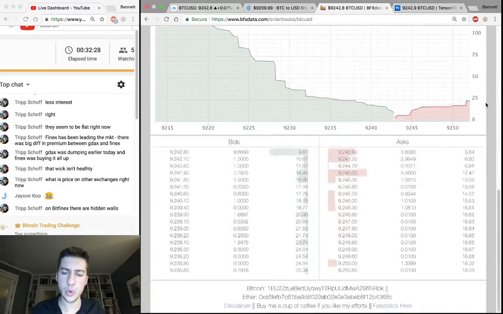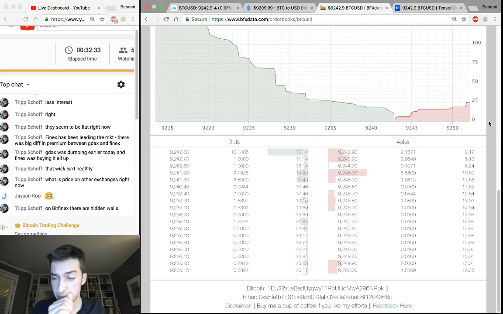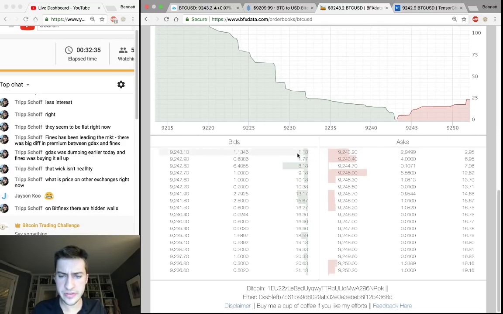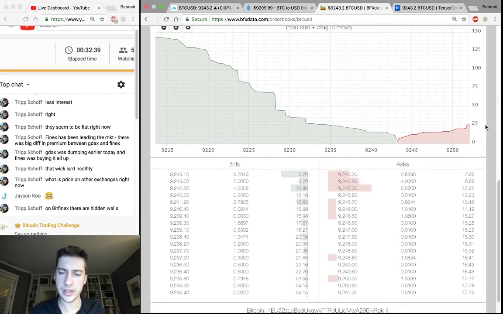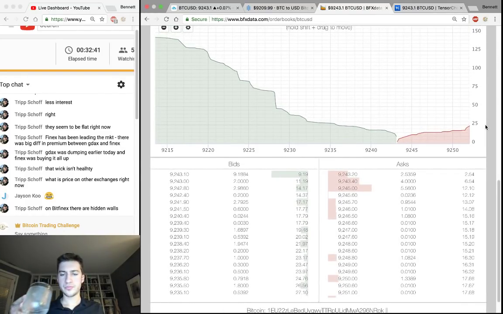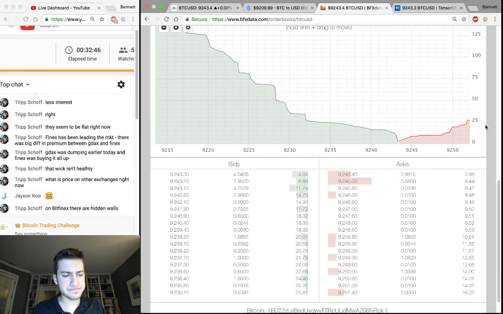We want to see how much supply and how much demand we have. It looks like they're about equal, to be honest. I'd say we have about equal supply and demand. Price is slightly going upward. Let's take a look at the GDAX order book.